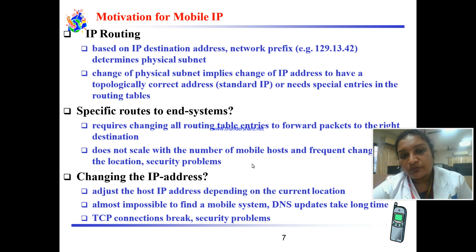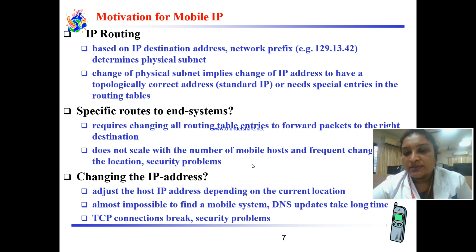Then what is the motivation for mobile IP? What is the need of it? The first thing is IP routing, because without IP address routing, we can't send data from one terminal to another terminal. And with a change of physical subnet, whenever you connect to the network, you have to know about the physical subnet of it. Otherwise things will not end in a good way.